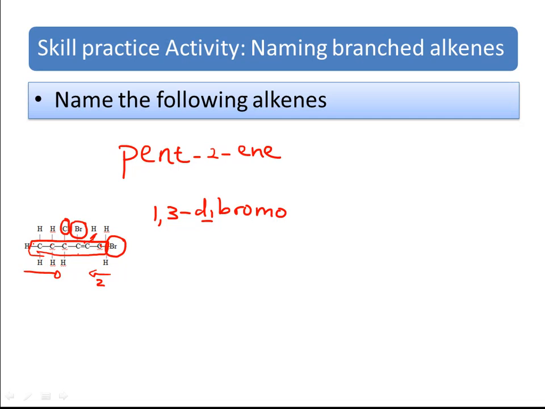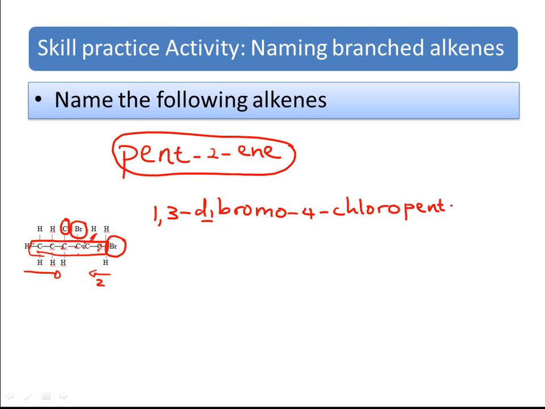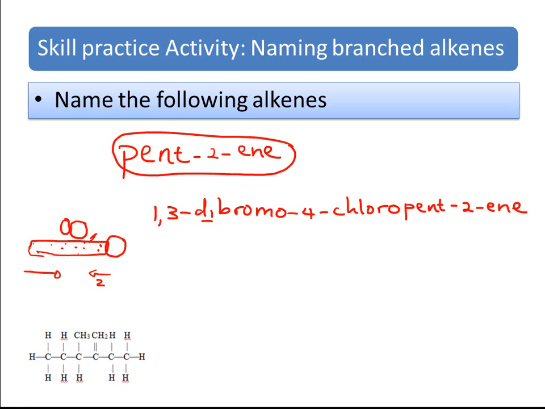Now, we go on to look at the chloro. Chloro is on position number 4, on carbon number 4: 1, 2, 3, 4. So it's going to be 4-chloro, and we bring the parent chain name on there, chloropent-2-ene, right? Okay, this is the name for this one: 1,3-dibromo-4-chloropent-2-ene. Okay, let's take a look at the next one.